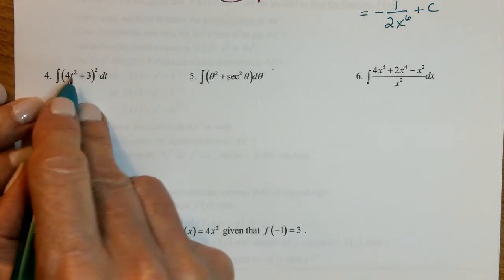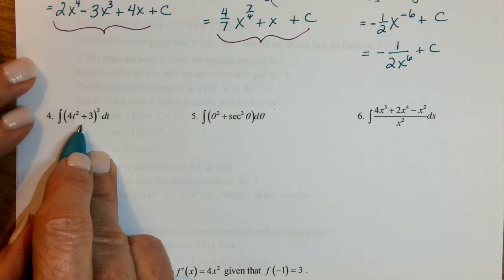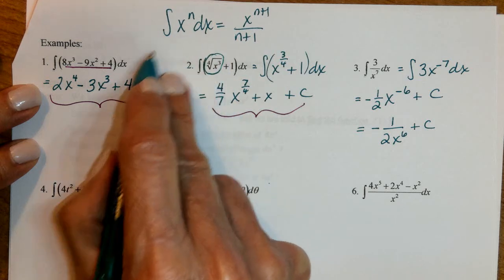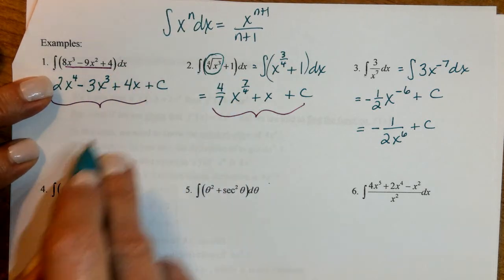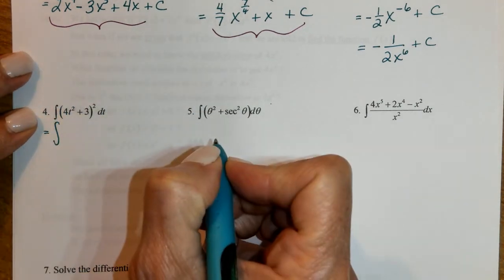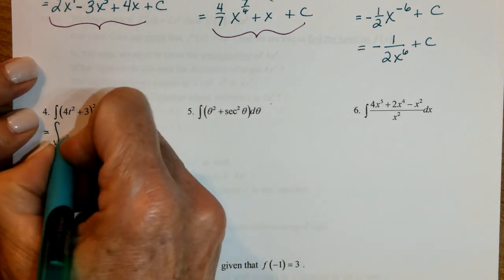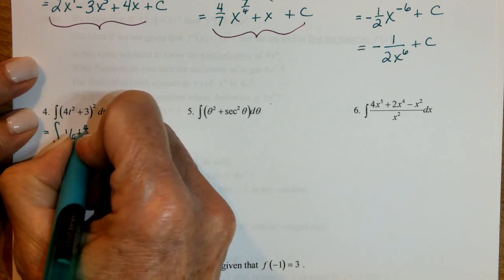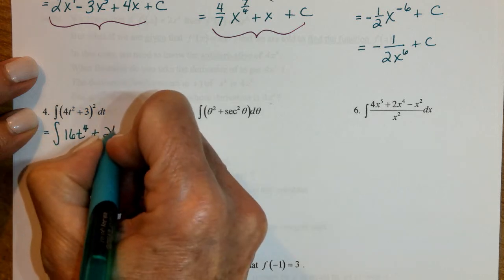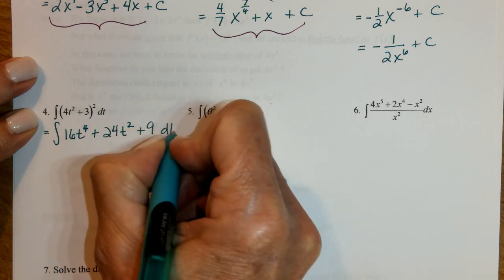Okay, number 4. This is definitely not in the form where we can use the power rule, because this is not just an x to the n. It's not a series of x to an exponent. So not power rule time yet. We have to multiply this guy out, FOIL it out, distribute, however you want to say that. So this would be 16t to the 4th plus, don't forget your middle term, 24t squared plus 9 dt.